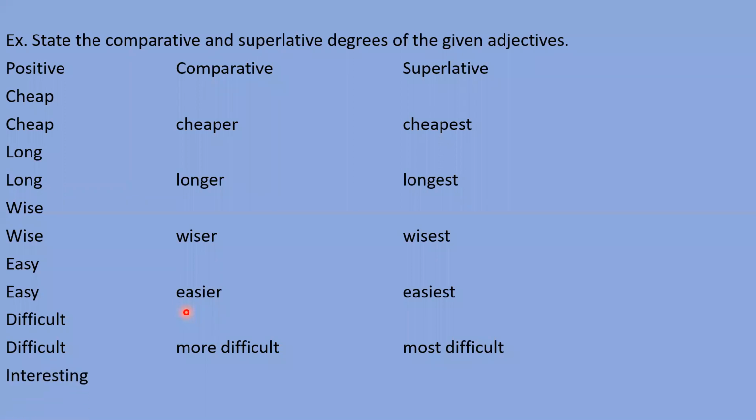Next, interesting. If I say interesting, what is the comparative and superlative degrees of interesting word? Who will let me know? Kesar, you please tell me. More interesting, most interesting. Yes, interesting, more interesting, and most interesting. I think you must have understood how to make comparative and superlative degrees. Okay, very good.